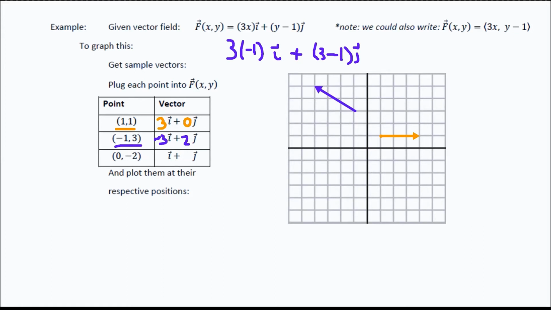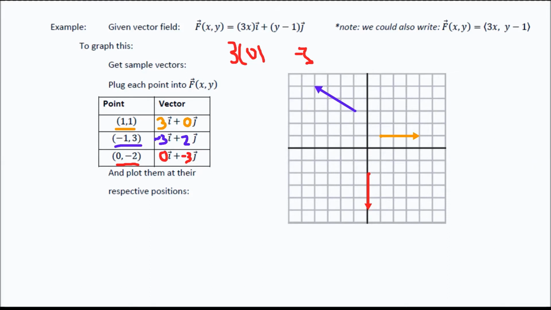All right, hopefully we're grasping the pattern here. So we'll do the last one a little bit more quickly. So 0, -2. If I plug in a 0, 3 times 0 is 0. So 0 in the i hat component, plus, if I plug in -2, -2 minus 1 is going to be -3. So -3 in my j hat component. Again, find the ordered pair, so 0, -2. And then we just put in our -3 j hat vector. And there we go. Now, this vector field is going to be defined for every single point in space, right?